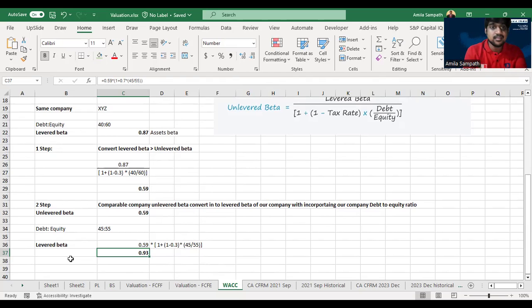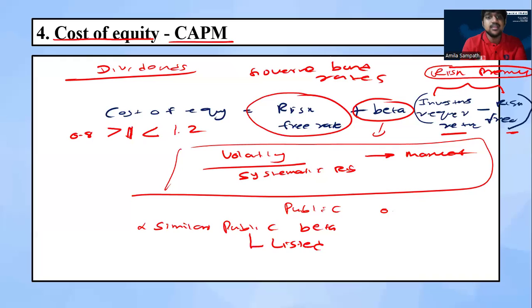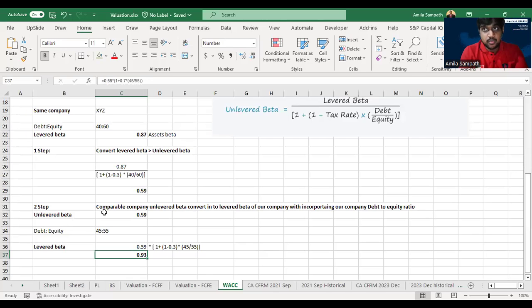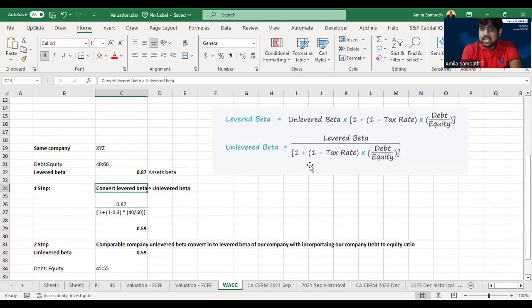Then what is the thing that we discuss here? We discuss if our company is a private limited company, or if we don't have relevant details for the beta, then what do we need to do? First, we need to select a comparable company, and we need to get their levered beta and debt to equity ratio. Then we need to convert their levered beta into the unlevered beta. How can we convert it? Levered beta divided by 1 plus (1 minus tax rate) multiplied by the debt to equity ratio.